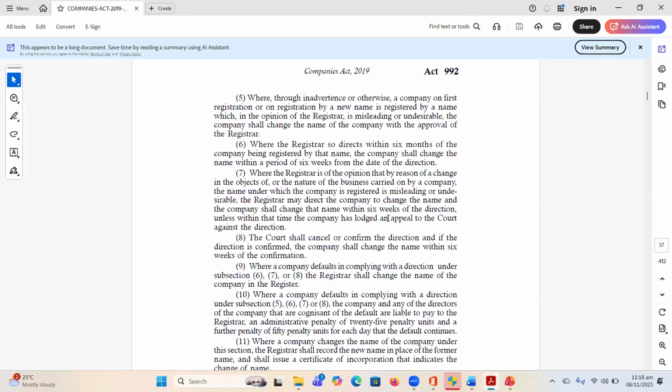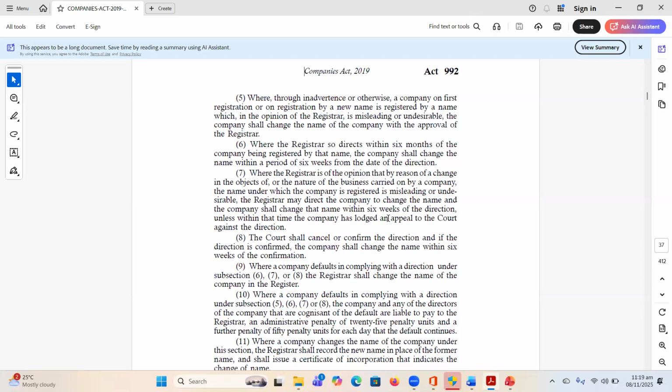Yeah, so if you go to the court, if the court agrees with you that the registrar is making a wrong judgment as to whether the name of your company is misleading or confusing, the court can cancel the direction of the registrar. Or if the court agrees with the registrar, the court will confirm it, in which case you have to change your name within 6 weeks of the confirmation.